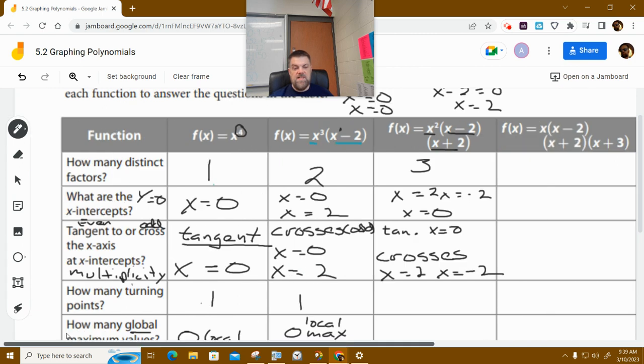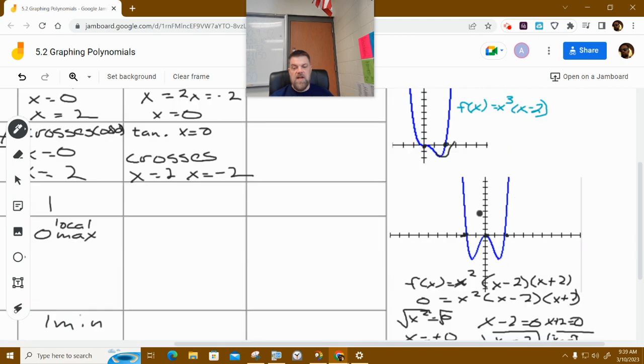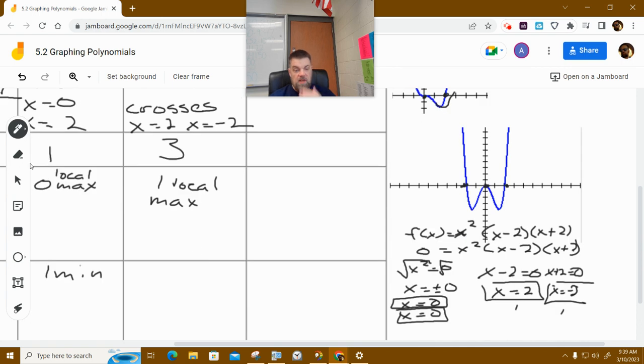Okay. Then it says how many turning points? Well, look at the graph. Decreasing, decreasing, increasing, that's one turning point. Decreasing, that's another turning point, and then increasing, so 3. It has one local max and one local min.